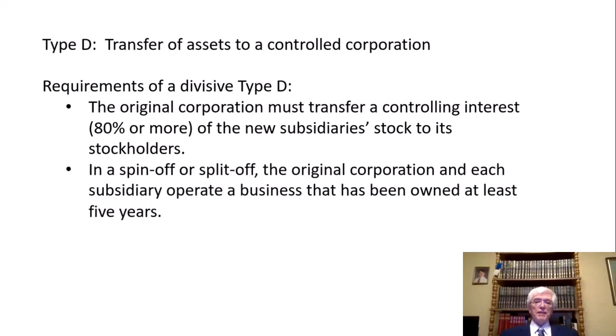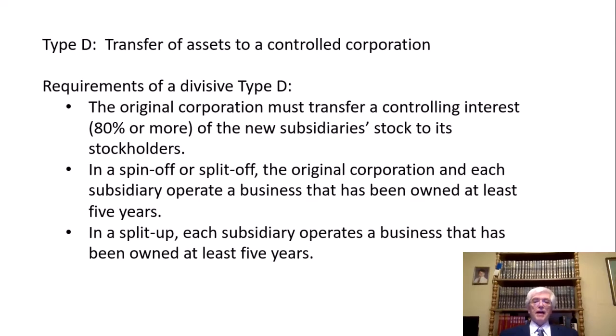If it's a spin-off or a split-off, the original corporation and each of the subsidiaries must operate a business that has been owned at least 5 years. If it's a split-up, then each of the subsidiaries must operate a business that has been owned at least 5 years. So with the split-up, obviously, the original corporation is not going to own anything anymore. It's effectively liquidating. But in all of them, you've got to have the different corporations involved that are surviving at the end of the thing with a business or one or more businesses that have been owned at least 5 years.